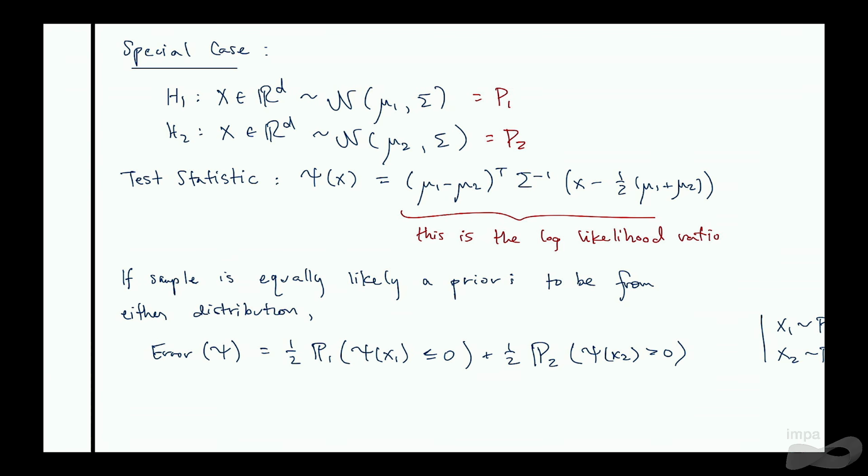So the error is the probability of rejecting H1 when it's true, and this is the probability of rejecting H2 when it's true. This says you take a sample from this distribution, but then the log likelihood ratio is small. What's the probability of that happening? So this test statistic is formalizing what you would think to do in this case.